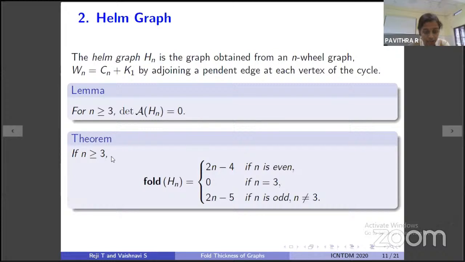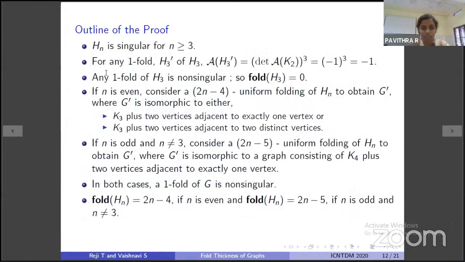If n is greater than or equal to 3, the fold thickness of the hem graph is equal to 2n minus 4 if n is even, 0 if n equals 3, and 2n minus 5 if n is odd and n is not equal to 3. This is the outline of the proof.